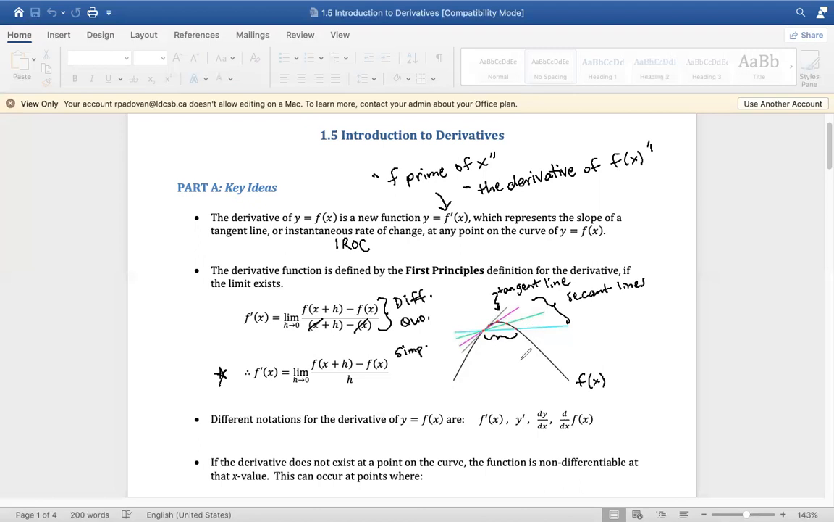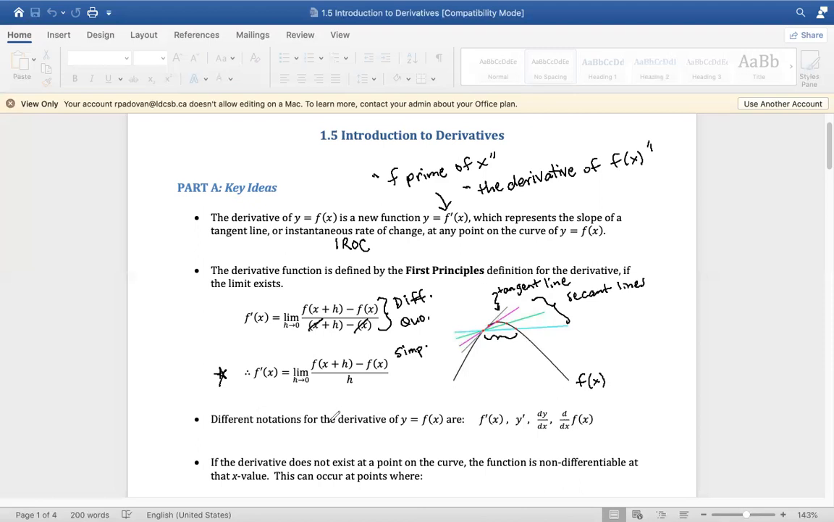So basically what we're saying is, let's get rid of the secant lines and use the tangent line to find the instantaneous rate of change. And that's what the derivative is doing. So the derivative is finding that instantaneous rate of change along the tangent line.